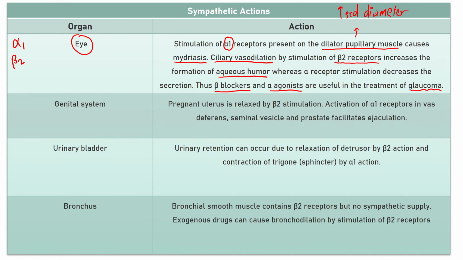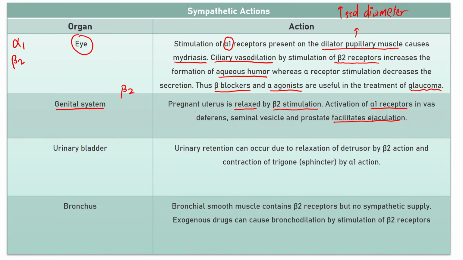Now in the genital system, in the uterus, obviously the beta 2 receptor is present. So the uterus is relaxed. Inhibition of action, which means the uterus will be relaxed. While there is also alpha 1 present here. Activation of alpha 1 receptors will facilitate ejaculation in the genital system, because alpha 1 is stimulatory.